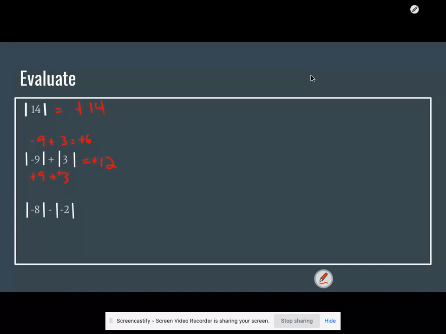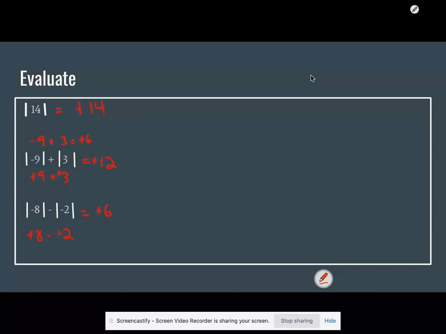My last example, -8 is +8. This time I have a subtraction sign, +2. Well, what is 8 subtract 2? Well, +6. And that would be my final answer.